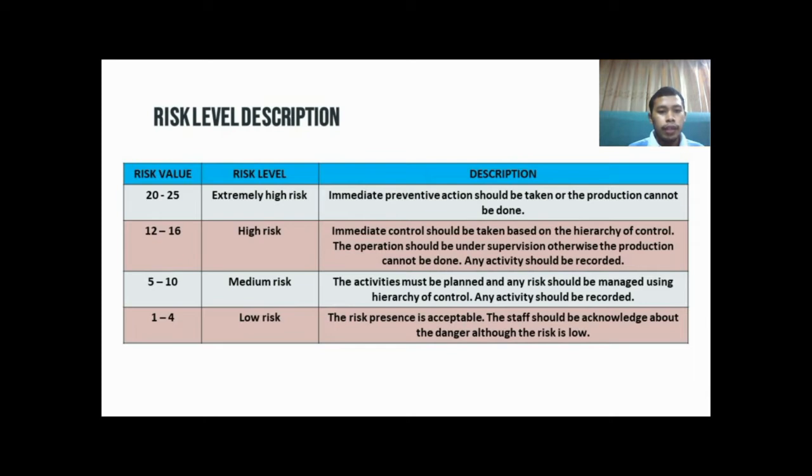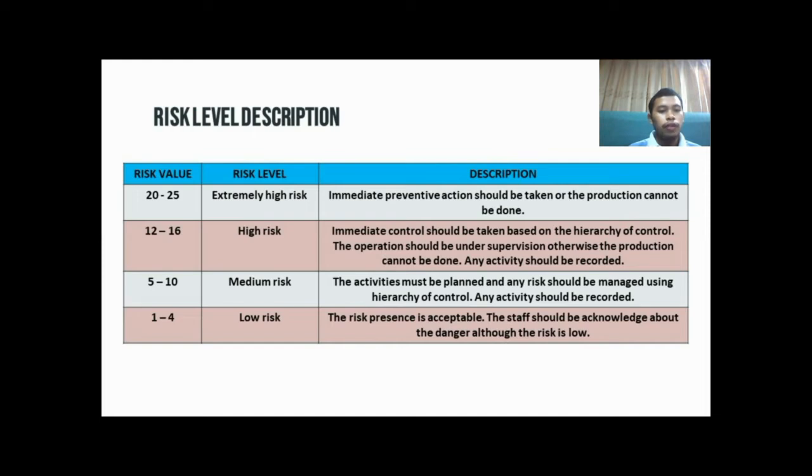Here is the description of the risk levels. We start from low risk first. For low risk, the risk present is acceptable. The staff should be made aware of the danger, although the risk is low. For medium risk, the activities must be planned and any risk should be managed using the hierarchy of control.